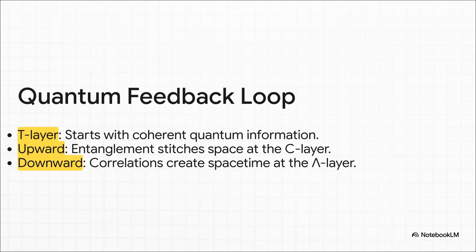The theory pictures this as a kind of multi-layered feedback loop. It all starts at the deepest level, the T layer, which is like the realm of pure, coherent quantum info. This information then feeds upward through entanglement to stitch together the fabric of classical space. That's the C layer. And then it feeds downward as coherent rules that create the geometry of space-time, the lambda layer. It's an incredible, self-sustaining cosmic loop.